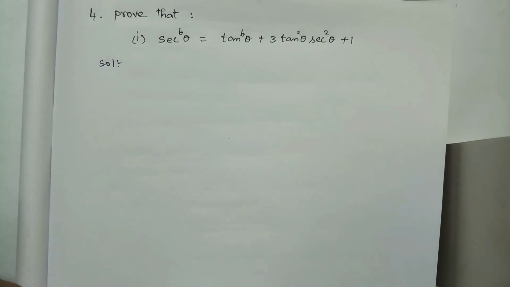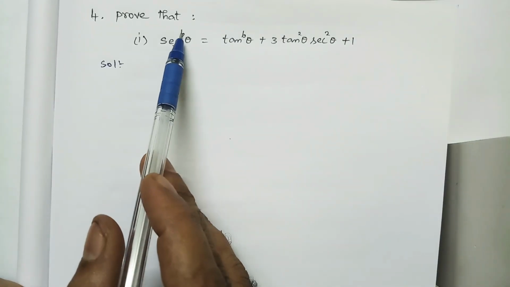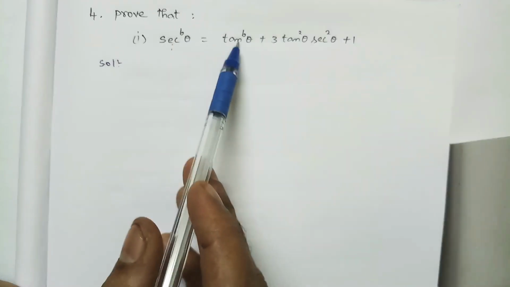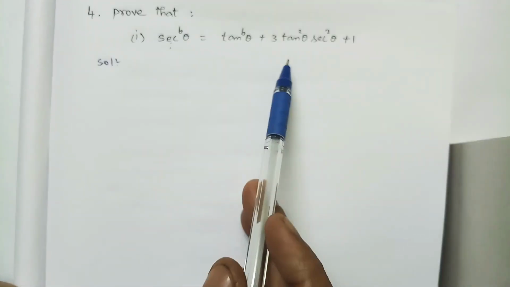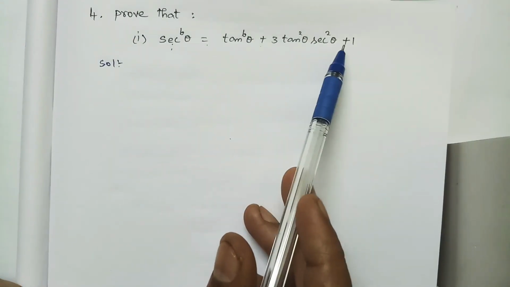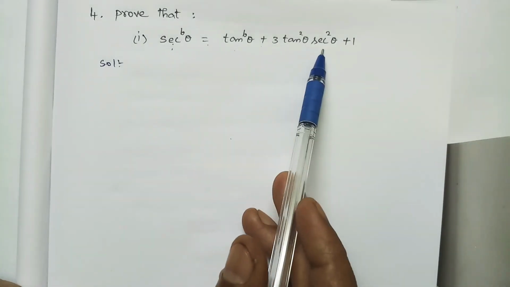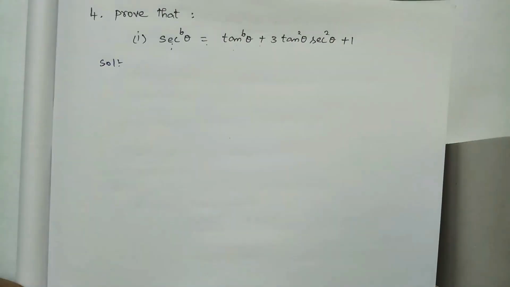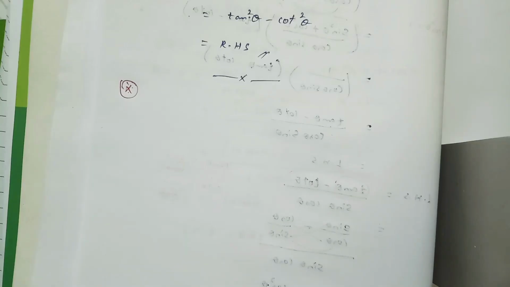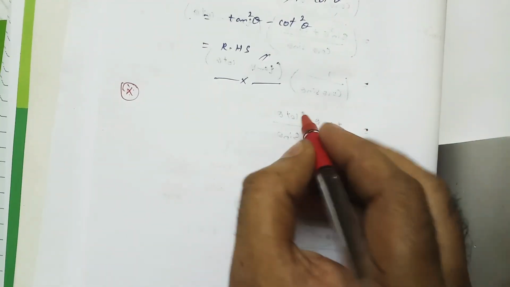Sum number 4: prove that sec power 6 theta is equal to tan power 6 theta plus 3 tan square theta sec square theta plus 1. Before solving this sum, we want to know a small note. If the powers are squares, we have a formula, the trigonometric identities, right?